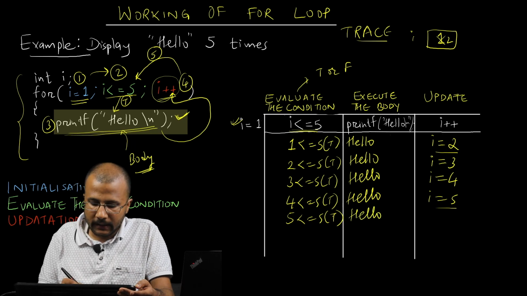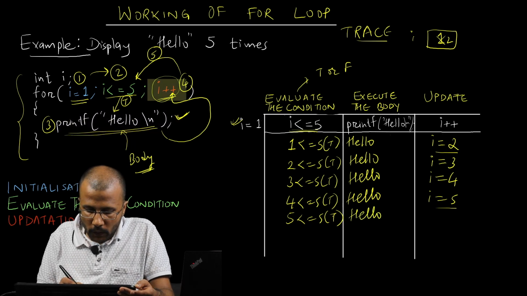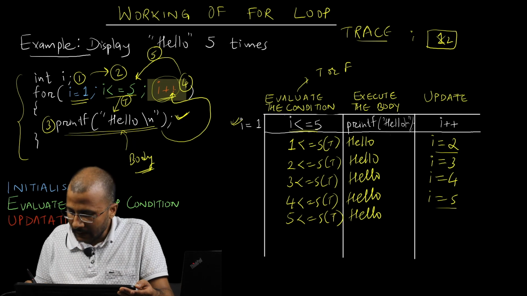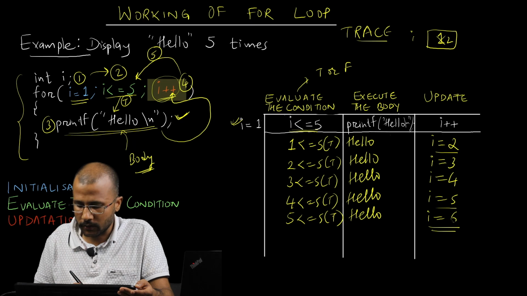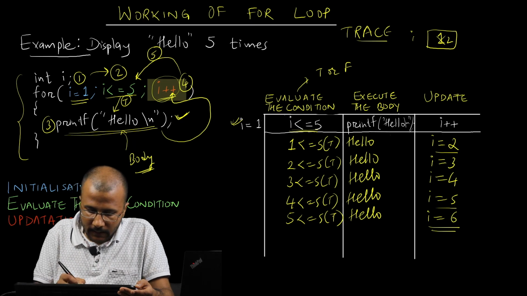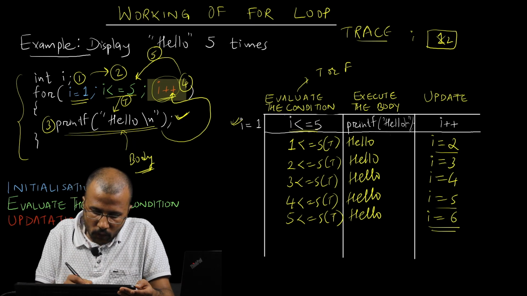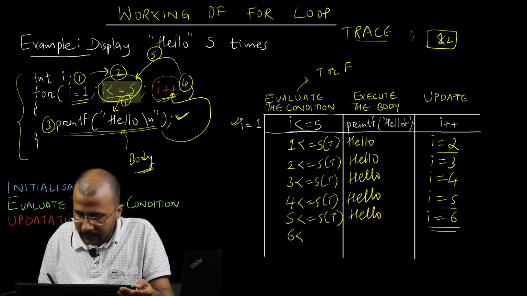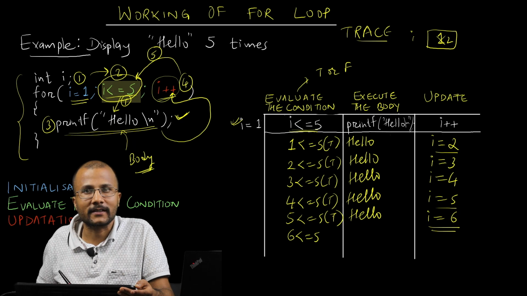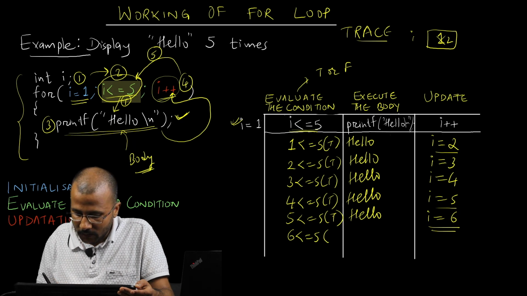Then you go and increment the value of I. Now I becomes 6, just following the procedure. Once I becomes 6, again you go back and check the condition, this one, right? I is 6, 6 is less than equals to 5. Is it true or false? Now this statement is false.